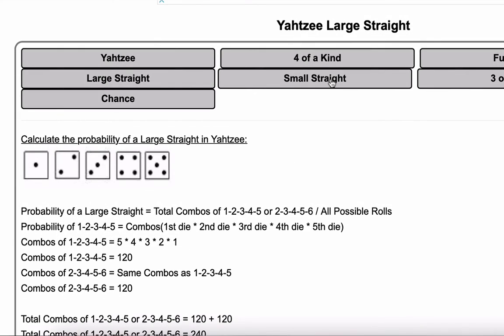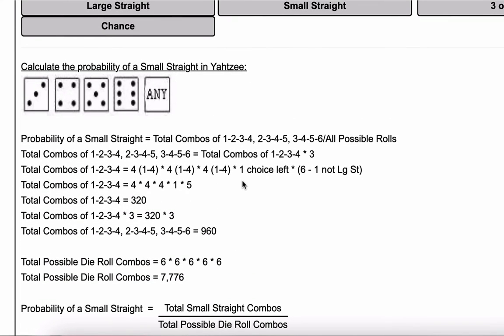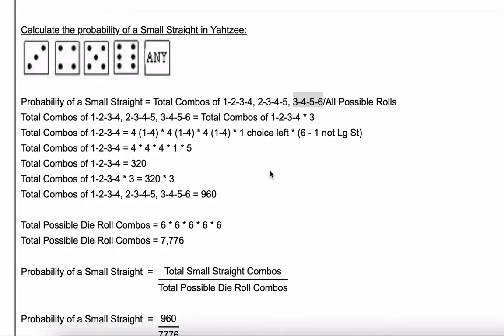Moving on, let's do a small straight. A small straight is 4 in a row and then any other die not included. So we can have 1 through 4, 2 through 5, 3 through 6 as our possible 4 in a row plus any other number. Now, when we work out the combinations of that, we see that we have 960 possible combinations, because 1 through 4 can be 320, and then 2 through 5 is 320, and 3 through 6 is 320. So 320 by 3 is 960.